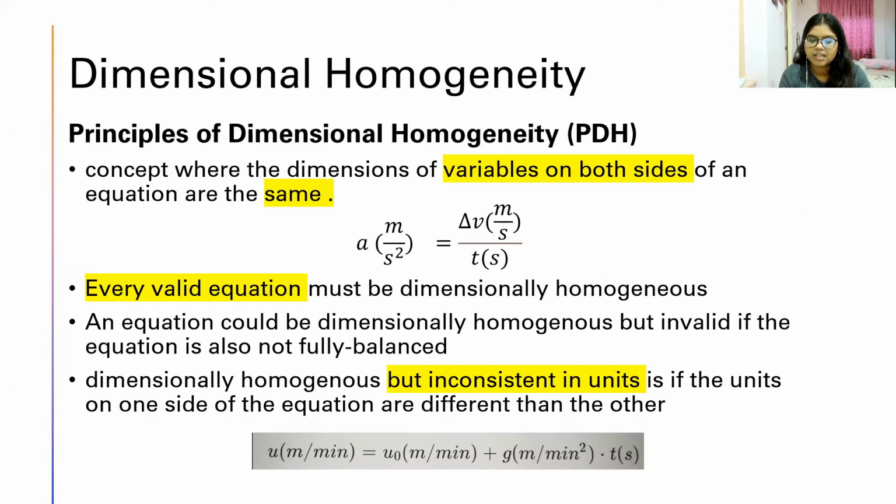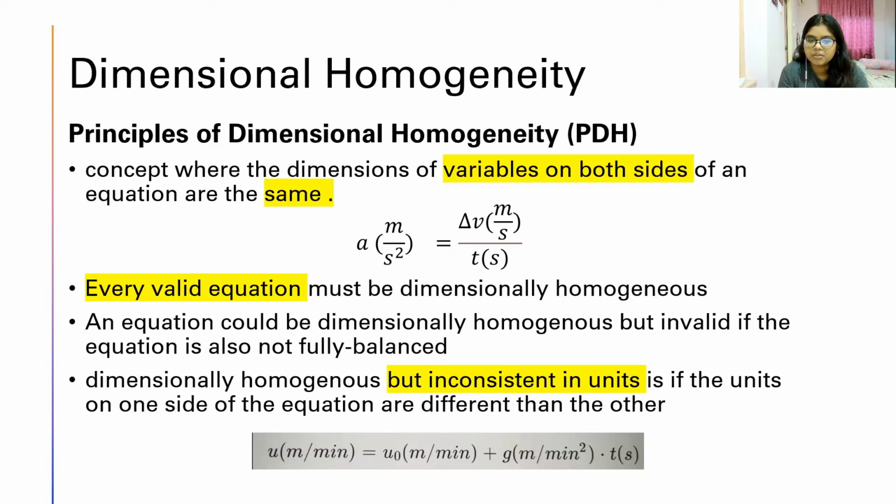So if the units are the same, the dimension of each term must be the same. Given the example here where acceleration is equal to change in velocity divided by time. As you can see here, acceleration's unit is meter per second squared, while on the right side of the equation, we can multiply the seconds together, so the denominator becomes second squared, so meter per second squared, and the units on both sides of the equal sign will be the same. So PDH is achieved. Every valid equation must be dimensionally homogeneous.